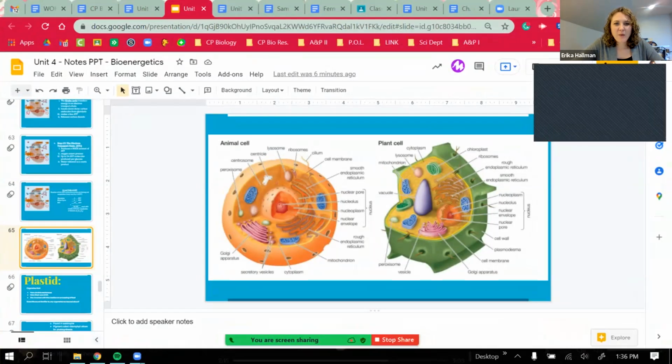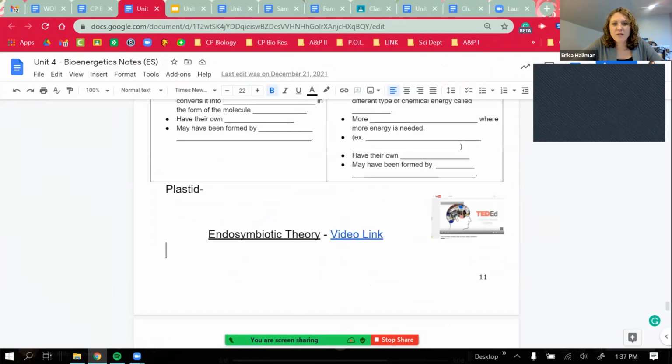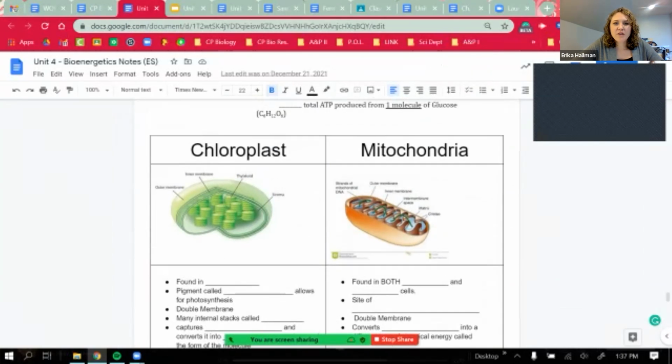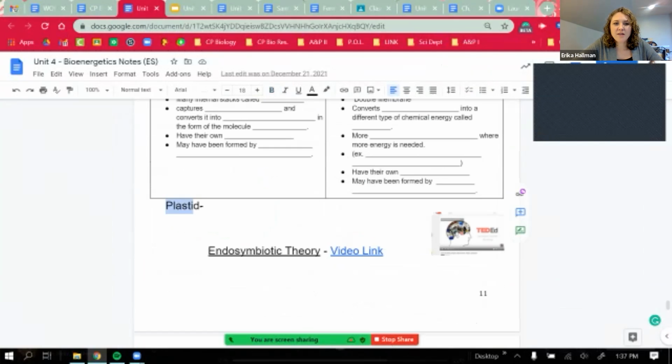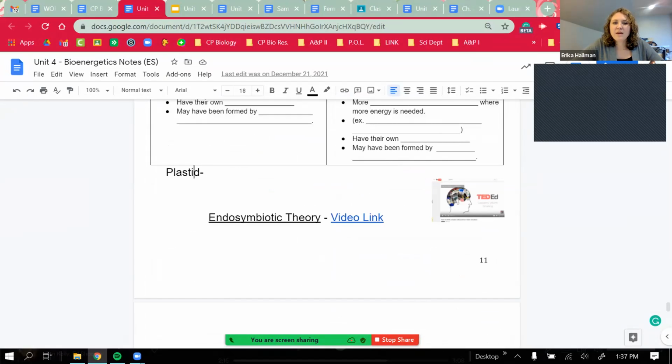We're going to start today by going over two organelles that you may have learned about earlier in class, but we're going to learn about them in a little bit more detail. So first and foremost, to prepare for this screencast, make sure you have out your Unit 4 notes. You should be on page 11 of those Unit 4 notes, and you'll notice that we're actually going to start out at the bottom. We're going to define this term plastid, and then we're going to go through two examples of plastids, which are chloroplasts and mitochondria. And we'll wrap up today with a quick video about the endosymbiotic theory. As you watch that video, make sure that you take notes on the bottom part of page 11. All right, let's get started.